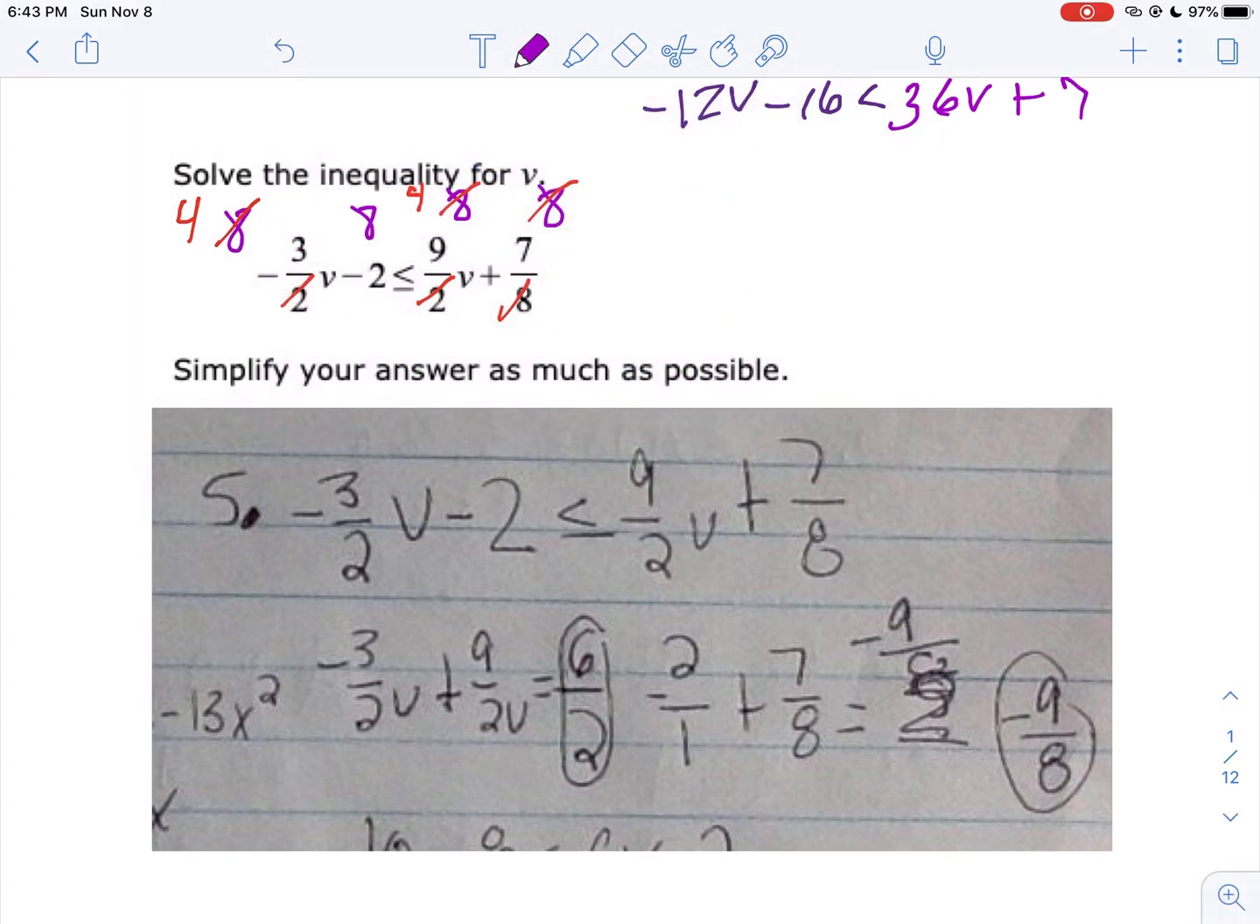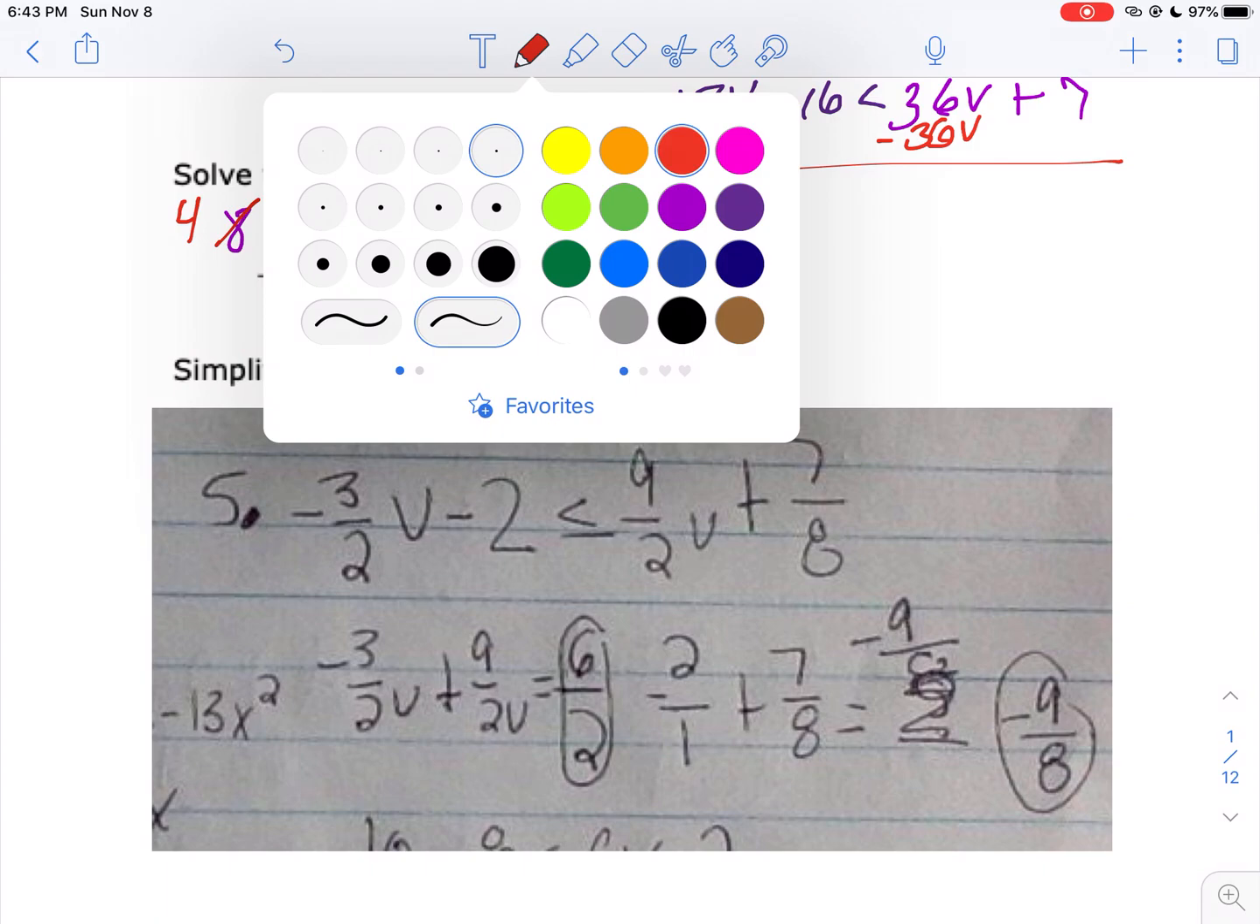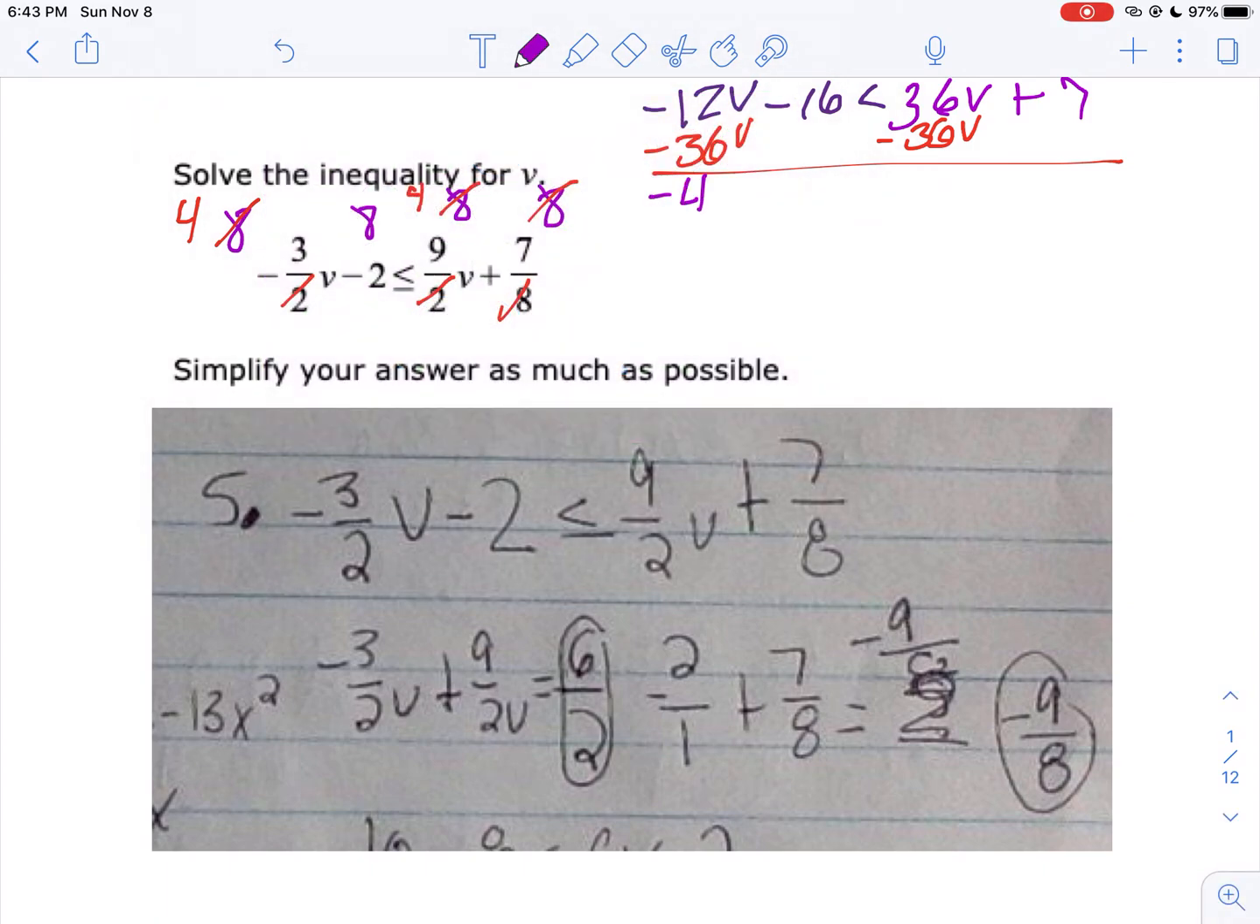Now let's do what you were doing, except I think it'll be a little bit easier now. Let's subtract 36v from both sides. But let's make sure we subtract, because it's positive 36v. So we're going to subtract 36v from both sides. Well, then we get negative 48v minus 16 is less than or equal to, I forgot my line under it, I'm going to rewrite that. It doesn't look very nice. And notice 36v minus 36v, that's 7.